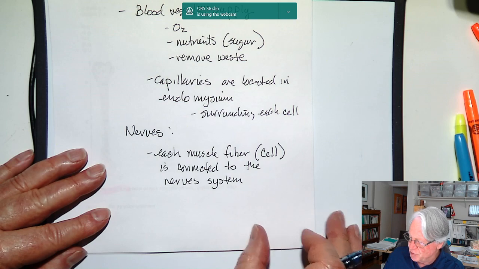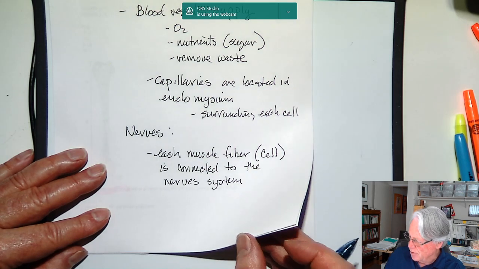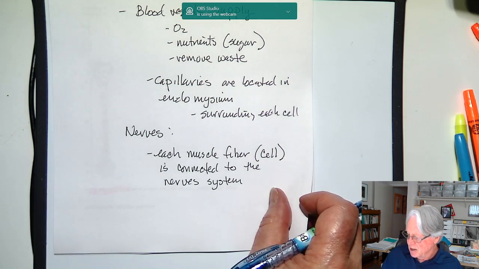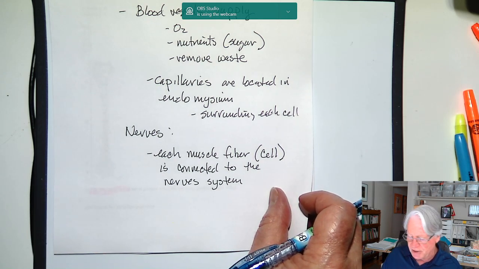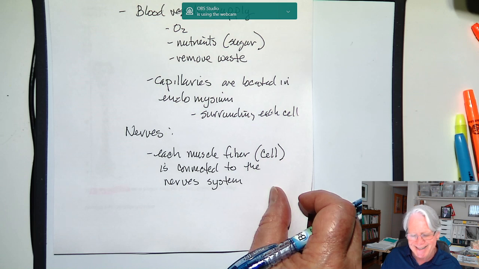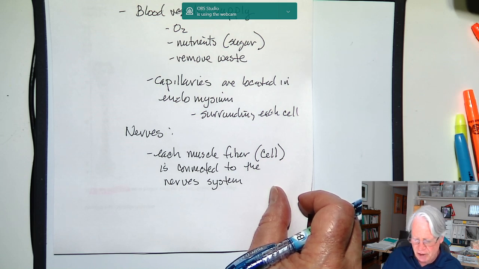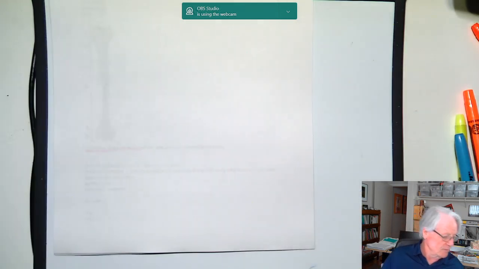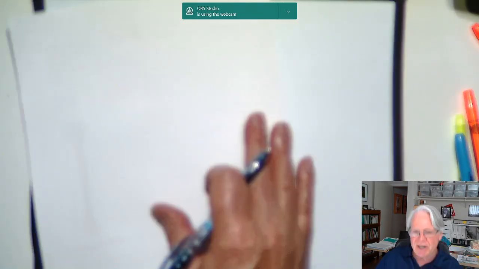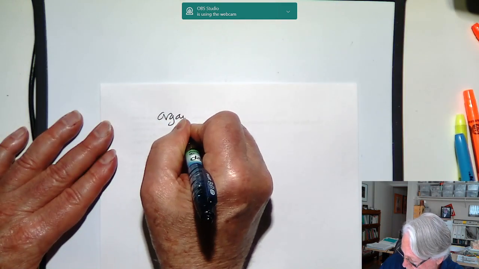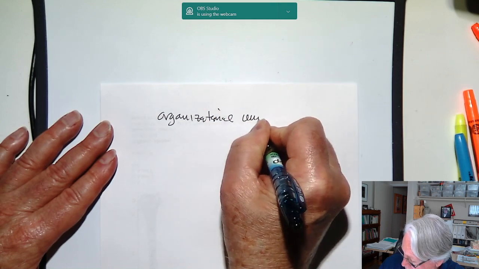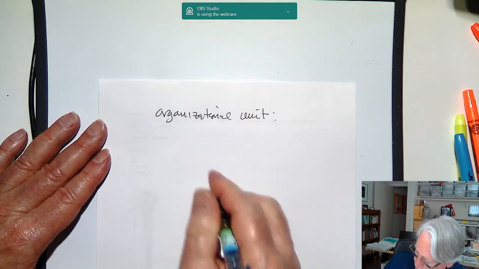So the control, or the organization, that's a better word, the organization of this connection between nerves and muscle tissue is based on what is called a motor unit. So let's talk about a motor unit. So the organizational unit is called a motor unit.